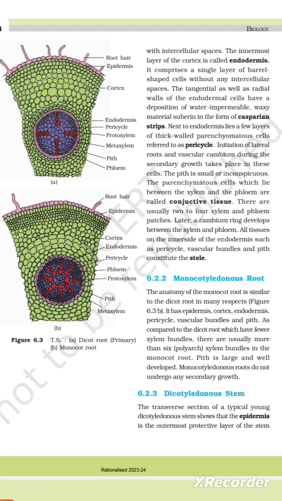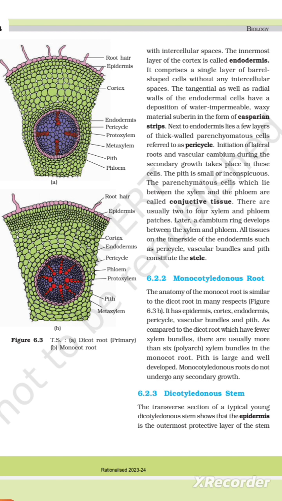6.2.2 Monocotyledonous root. The anatomy of the monocotyledonous root is similar to the dicot root in many aspects. Figure 6.3b. It has epidermis, cortex, endodermis, pericycle, vascular bundle, and pith. As compared to the dicot root, which has fewer xylem bundles, there are usually more than 6 polyarch xylem bundles in the monocot root. Pith is large and well developed. Monocotyledonous roots do not undergo any secondary growth.